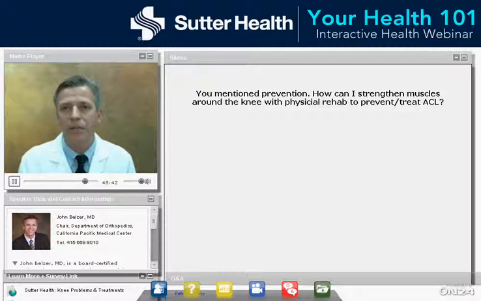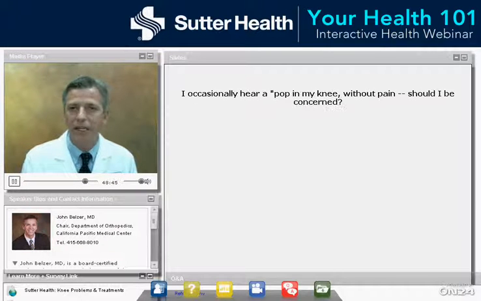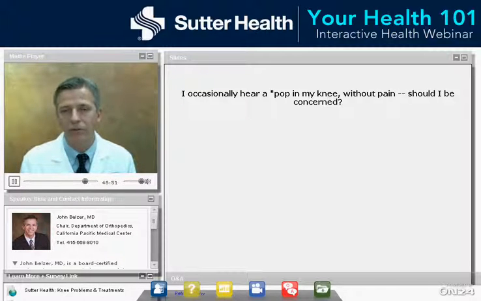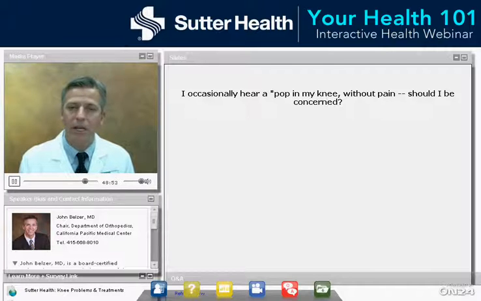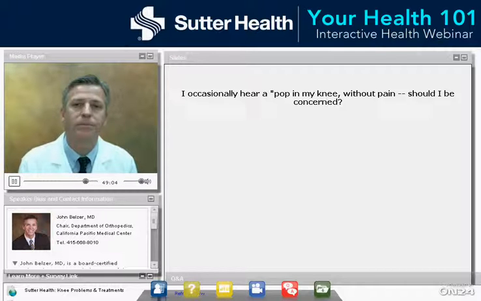Occasionally I hear a pop in my knee without pain. Should I be concerned? The answer is most of these pops are not anything to be worried about. No different than when your kid cracks his knuckle, anything like that. Now, if it's painful, it usually means that there's something problematic. But pops are simply two pieces of tissue rubbing over each other, and the static from those creating a noise is not to be concerned about.